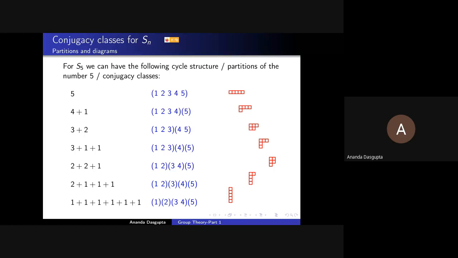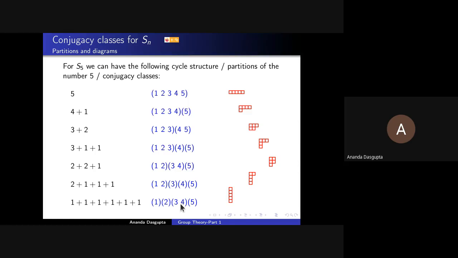What I've shown in blue is just one example of an element for each conjugacy class. It's an interesting combinatoric problem which almost everybody here should have no difficulty with in figuring out how many elements each of these conjugacy classes have. For example, this one is the easiest. This has only one element. Of course, not this one. This one is wrongly written.